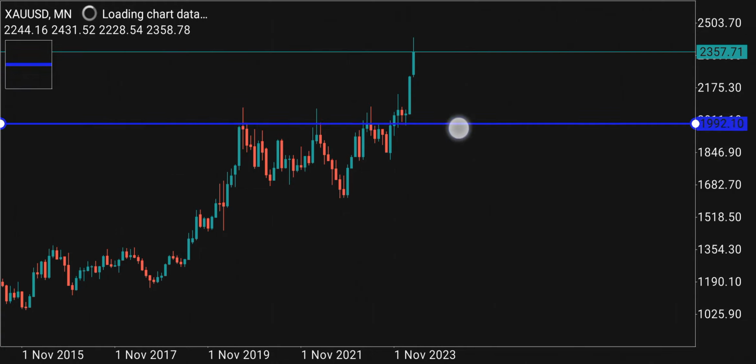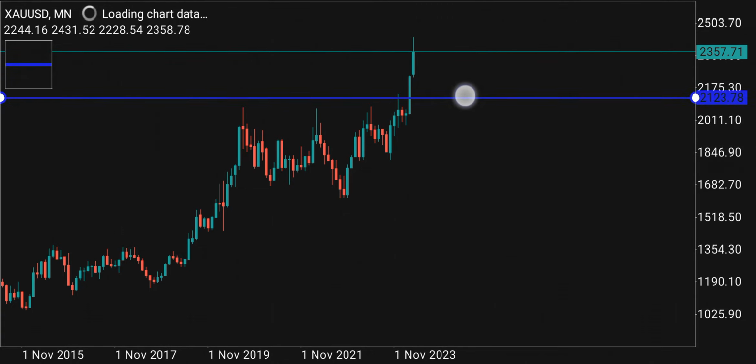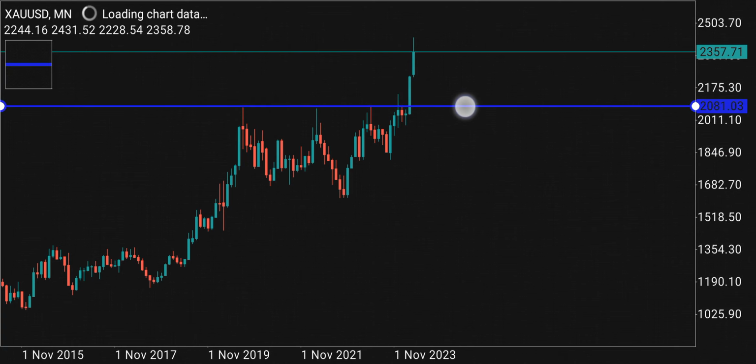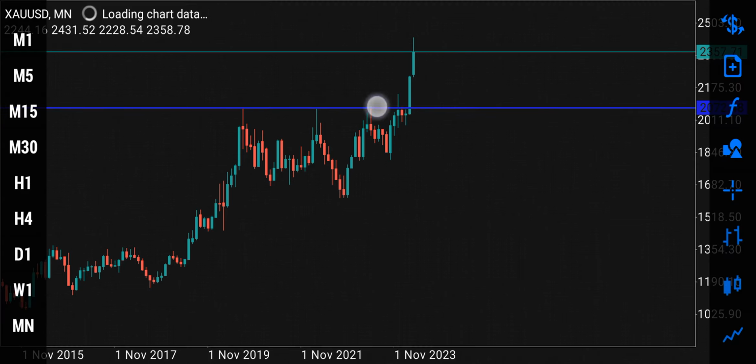So I touch the line and I drag it. As you can see, now I'm moving it. So I'm able to place that line on these three peaks of the market. We said the market peaked here, it peaked there, and it peaked there.